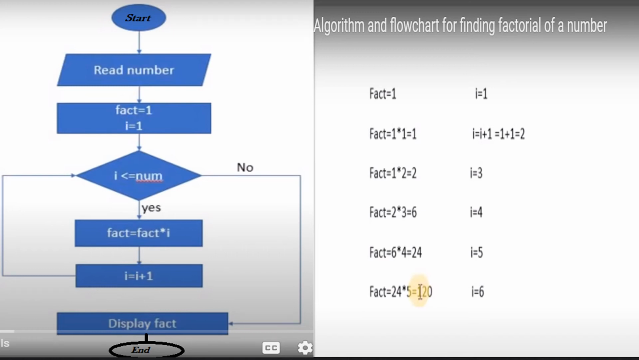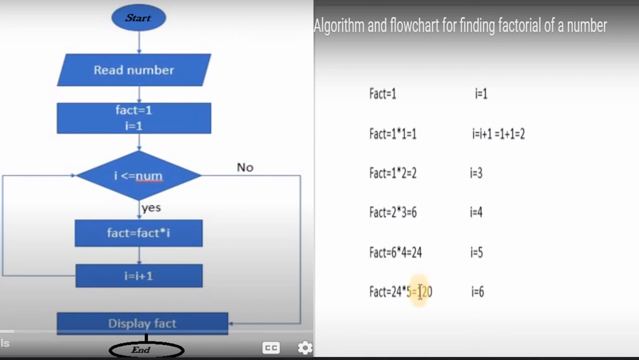So this was the logic. Before drawing the flowchart, you should know the logic. So let's see the drawing of a flowchart. Start with the start symbol and input a number in a parallelogram. Read number, any number, that I consider 5. So I set the value factorial equal to 1, fact equal to 1 and I equal to 1.